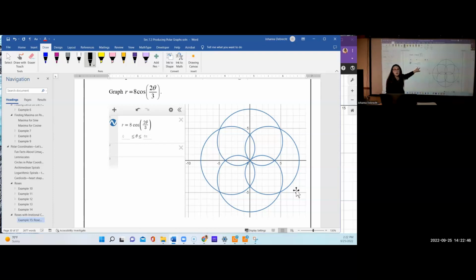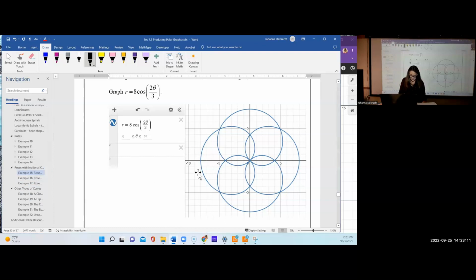It does take longer to graph the full shape. So this will take us out to 6π to get the full rose. But if I continued to go past 6π, it would just continue to trace out exactly the same pattern on the rose. So it would trace this path again and again and again. And that's what we mean by a closed curve.